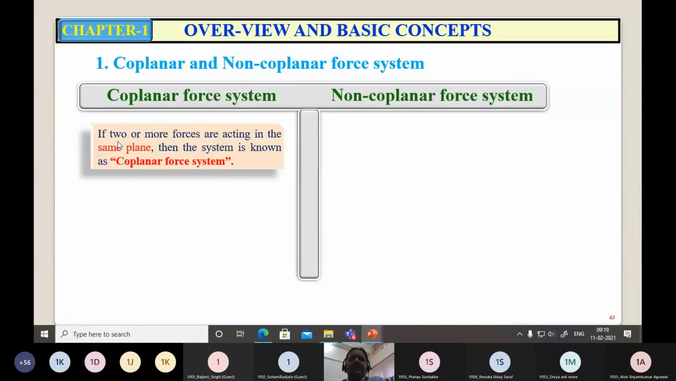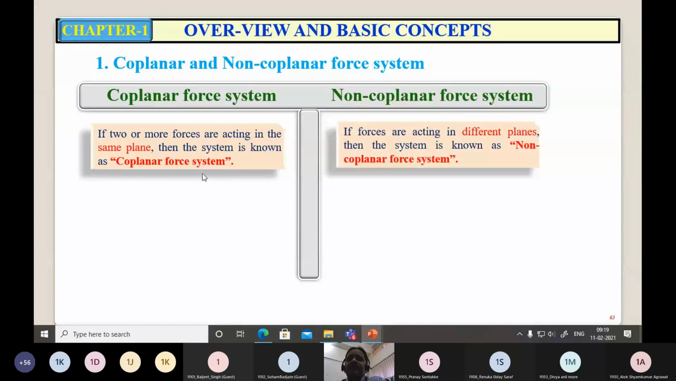The definition: if two or more forces are acting in the same plane, then the system is known as a coplanar force system. If forces are acting in different planes, then the system is known as a non-coplanar force system. Now see here, there are three coordinate axes, X, Y, and Z. Say this origin O represents the corner of the room. Assume that it is the corner of the room.